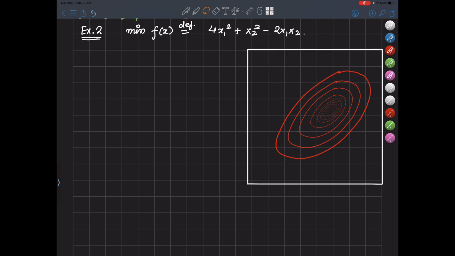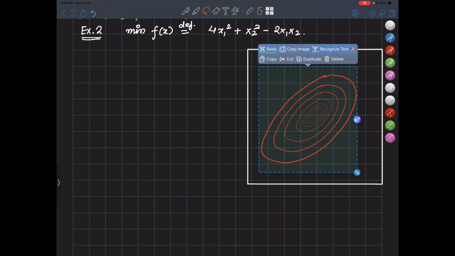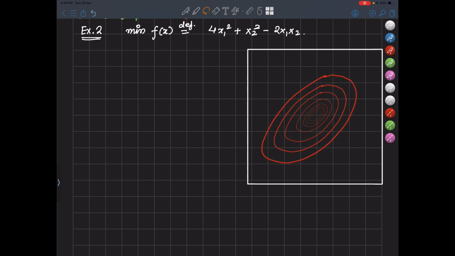So this is how the contours will be for this function. Let me bring it to the center. Now if we apply the steepest descent direction in this, let's see what happens. First of all, let's write what the gradient is for this. The gradient will be 8x1 minus 2x2 and 2x2 minus 2x1. This will be the gradient of the function.